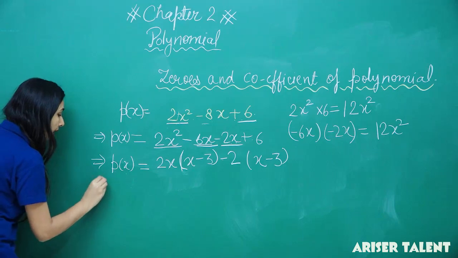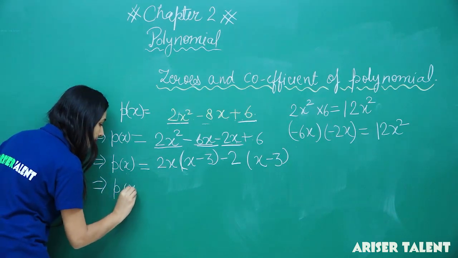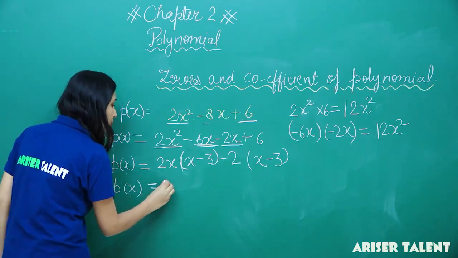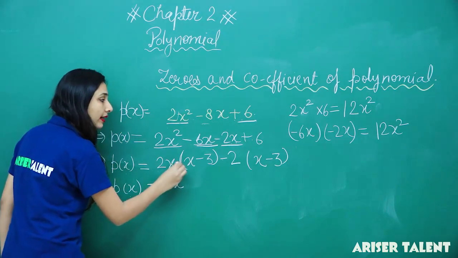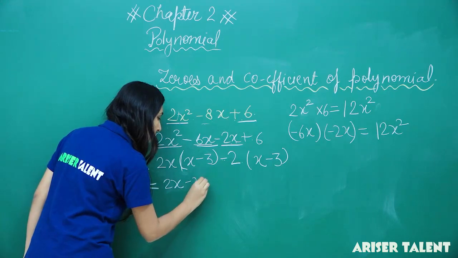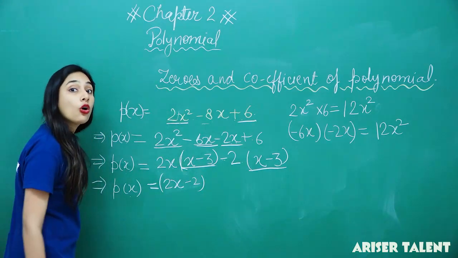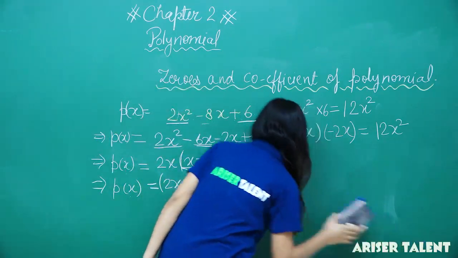Now, x minus 3 in this term and x minus 3 in this term too. So, how can you rewrite it? Polynomial of x equals 2x minus 2, because I am taking x minus 3 common. Okay.